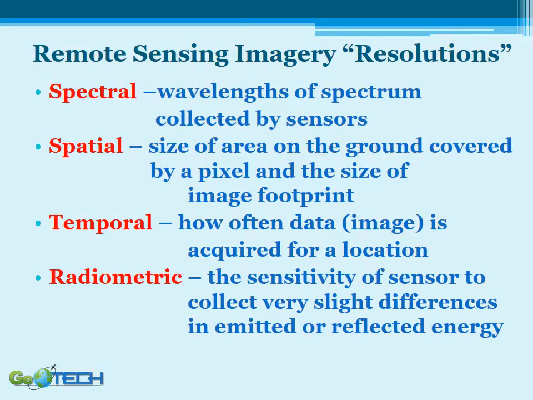Radiometric's a little harder to understand, but it's the sensitivity of the sensor. For a long time, Landsat had the possibility of sensing 256 different grayscale values. Now Landsat 8 is up to 55,000 or so. So the more sensitive the sensor is, the more information you can gain from a remote sensed image.